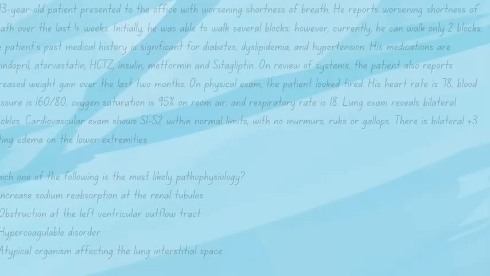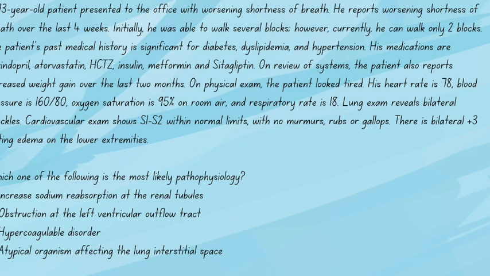You have a 73-year-old patient presented to the office with worsening shortness of breath. He reports worsening shortness of breath over the last 4 weeks. Initially, he was able to walk several blocks. However, currently he can only walk 2 blocks. The patient's past medical history is significant for diabetes, dyslipidemia, hypertension. His medications are perindopril, atorvastatin, hydrochlorothiazide, insulin, metformin, and sitagliptin. On review of systems, the patient also reports increased weight gain over the last 2 months.